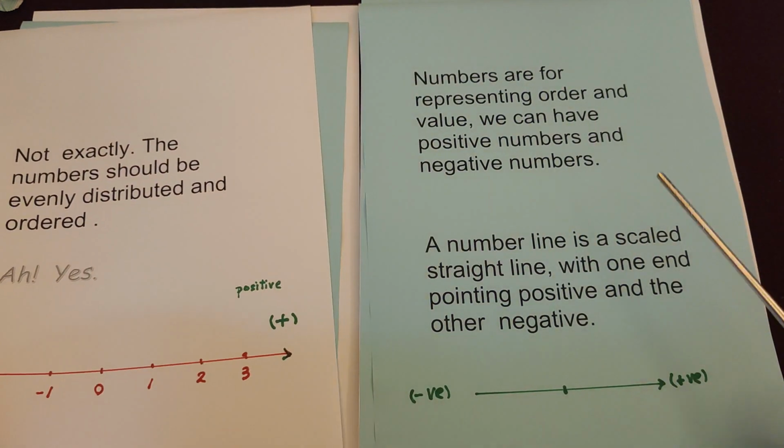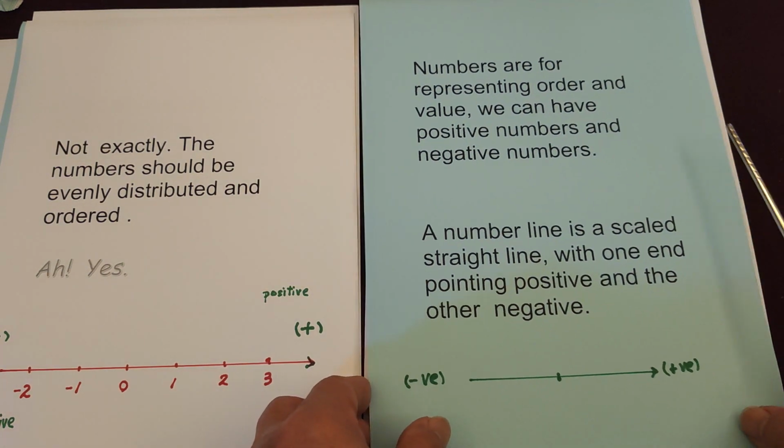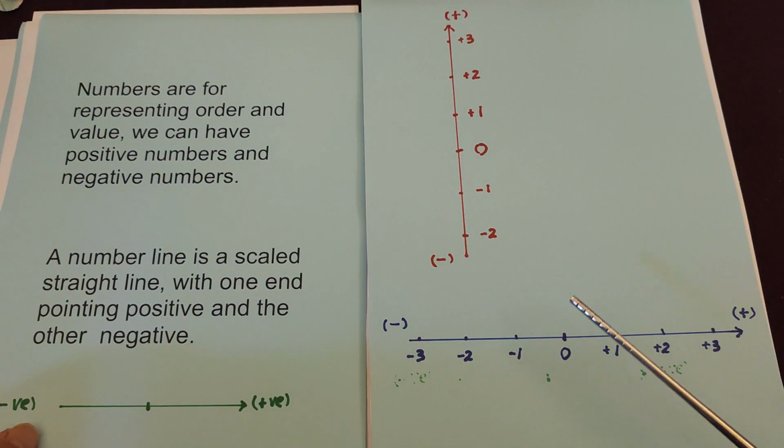Numbers are for representing order and value. We can have the numbers positive and negative. A number line is a scaled straight line with one end pointing positive and the other negative. That is one.